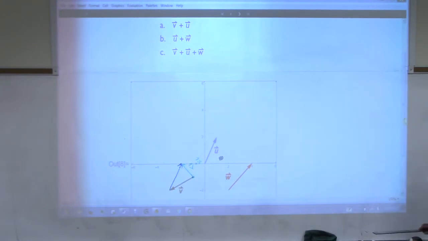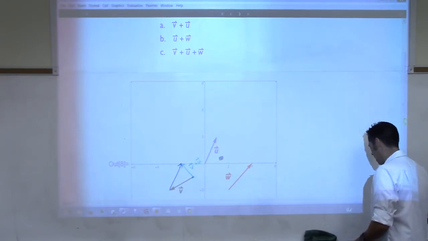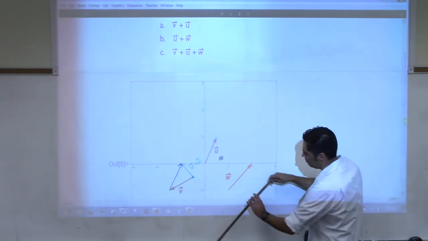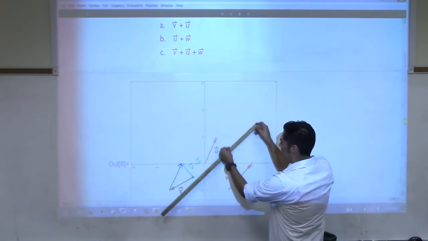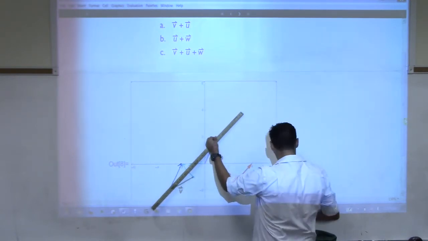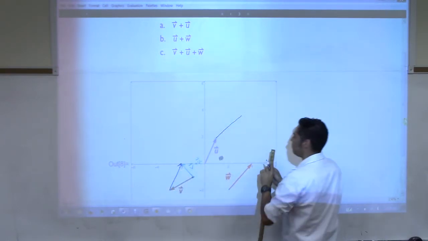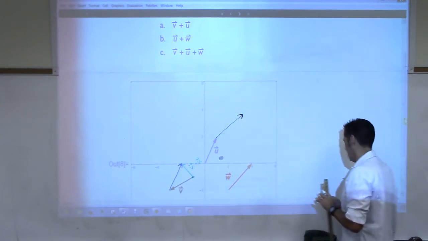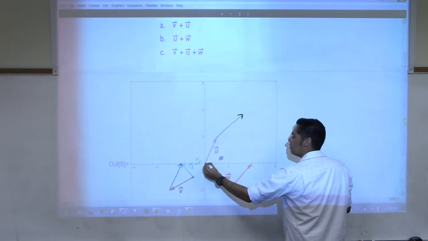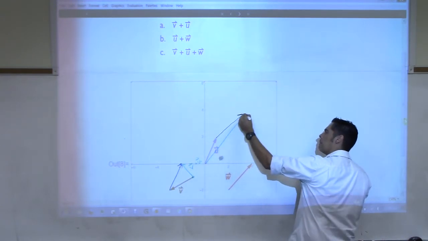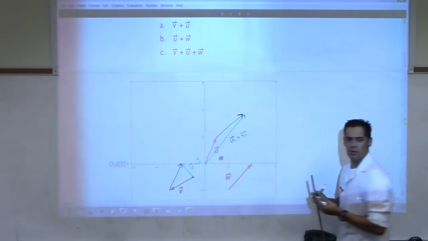How about u plus w? Same idea. I'm going to take this w, it's about that long. I'm going to move it up, move it over, and get something like this. And that means my resultant vector, u plus w, should be that. Y'all still good with that?